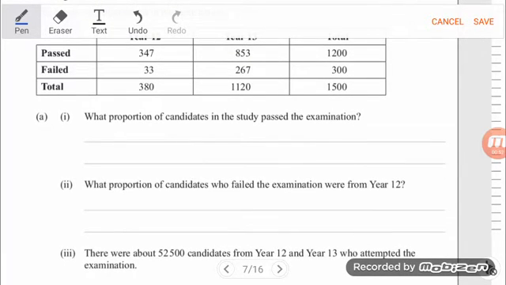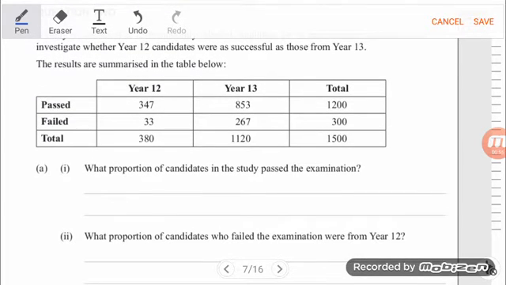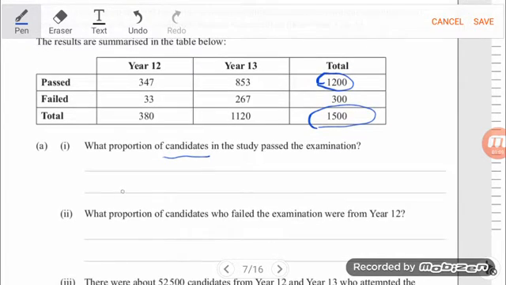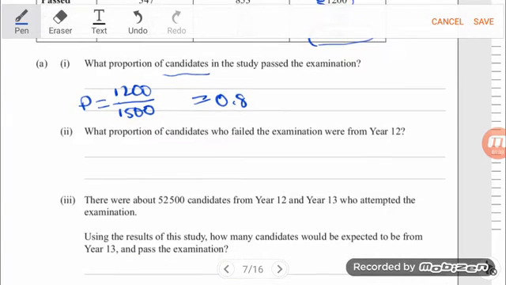Okay, what proportion of candidates in the study pass the examination? So what are we comparing? Here we want the proportion of candidates, so that's everyone, which is 1,500, and they want those who passed, conveniently up here. So the probability, or proportion, is equal to 1,200 over 1,500, which is about 80% or 0.8. And that's it. There's not much space, so obviously they're not expecting much.